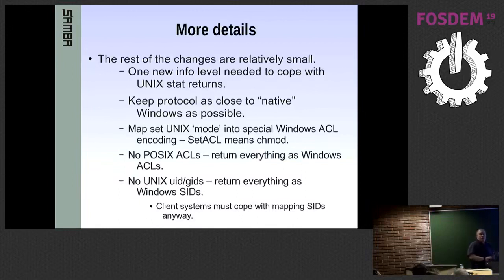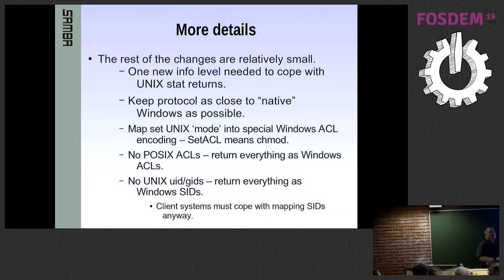For setting the mode, for doing chmod, the easiest way to do that, since you have to support ACLs anyway, is you do a set access control list call with a special set of ACL masks that say user, group, owner. Microsoft already designed this. They already did it for their NFS server. So just reuse it. We already did.